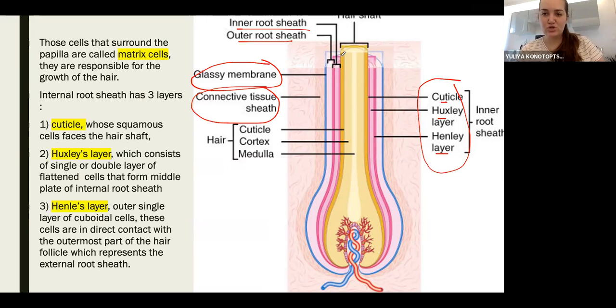Beneath the inner root sheath, we have the hair shaft. Okay, so that's the hair. That's where the keratin is present, right? So that's where the keratinocytes are. Hair shaft also has layers. The most outer is again cuticle. As you can see, we have two cuticles near each other. Then we have the cortex, then we have the medulla.